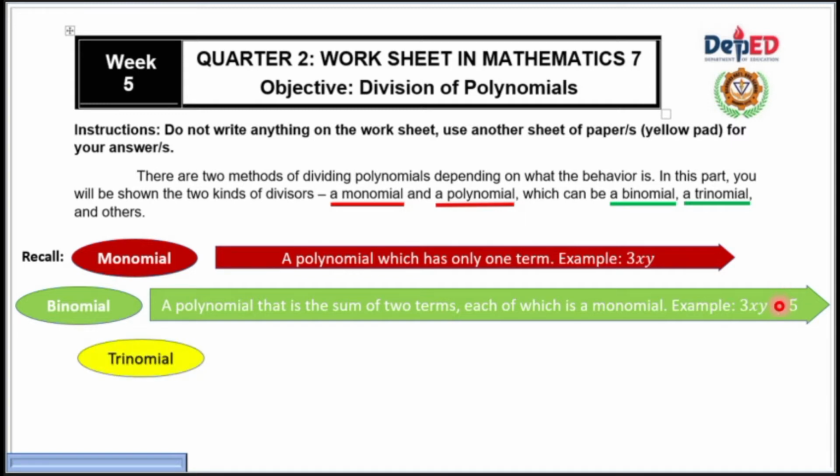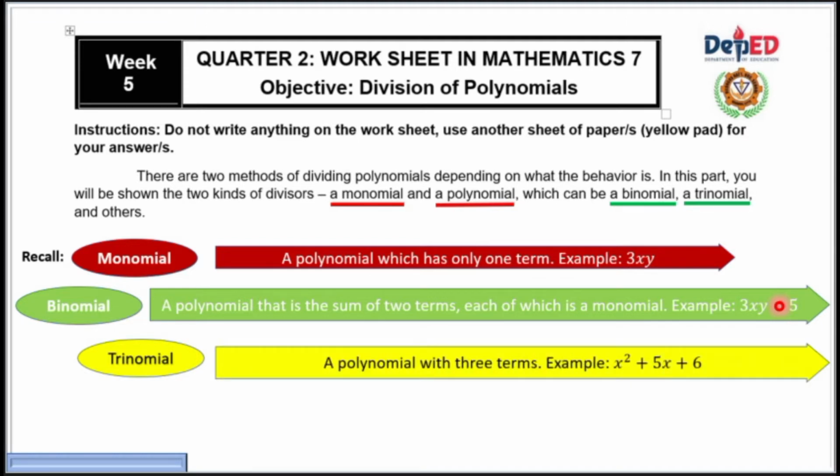Okay, trinomial, from the prefix tri meaning tulo. Example, triangle, 3 sides. Tricycle, 3 wheels. A polynomial with 3 terms. Tulo siya ka terms. Kani duha ra man sa binomial, usa sa monomial, kani is tulo. X squared plus 5x plus 6.